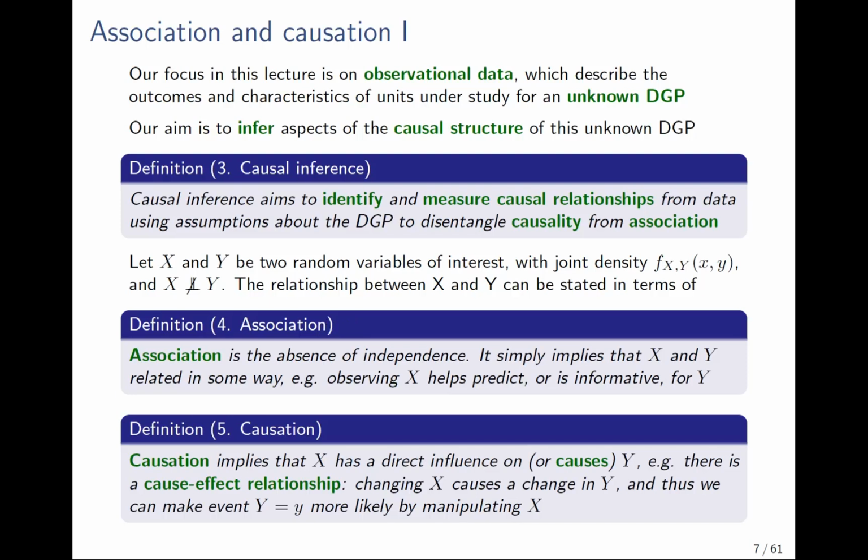Causation, on the other hand, implies something much stronger. Causation implies that X has a direct influence on, or causes, Y. That is, there's a direct cause-effect relationship in the sense that if I change X, that will cause a change in Y. And therefore, under causation, what we're saying is we can make the event that Y takes some particular value more likely by changing X, by manipulating it.